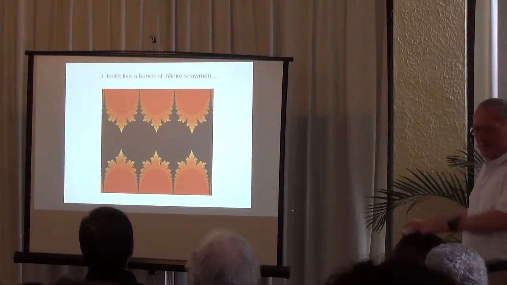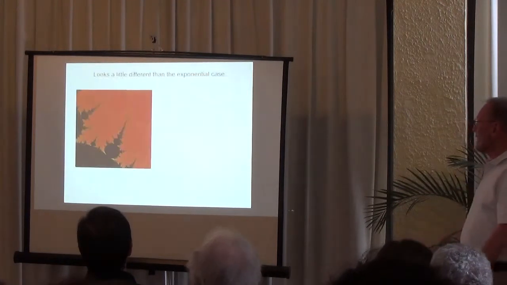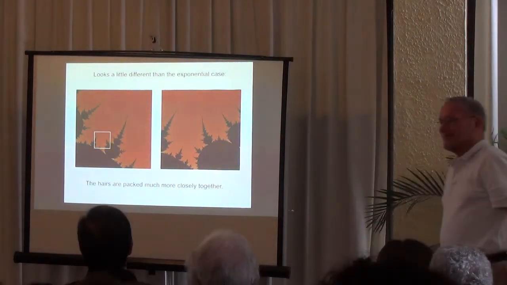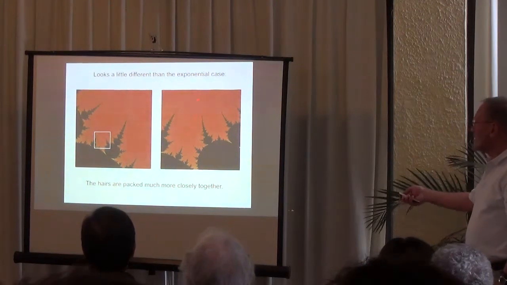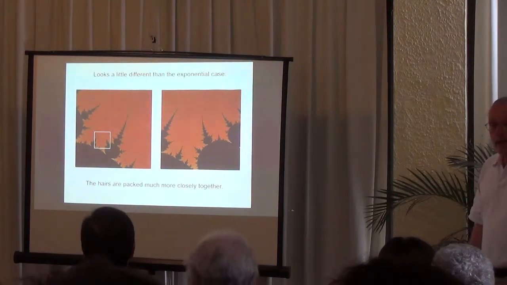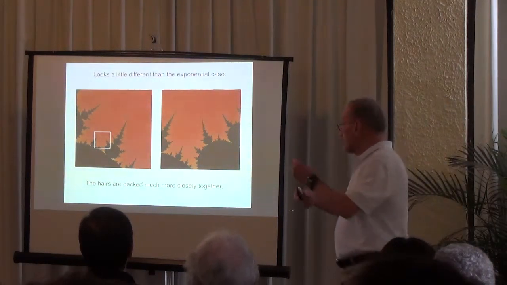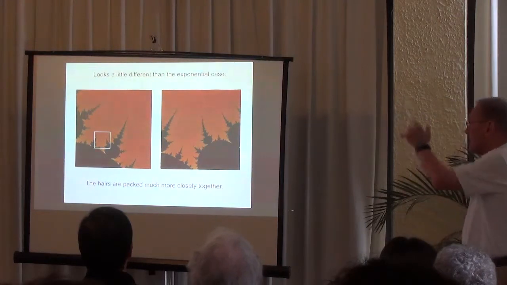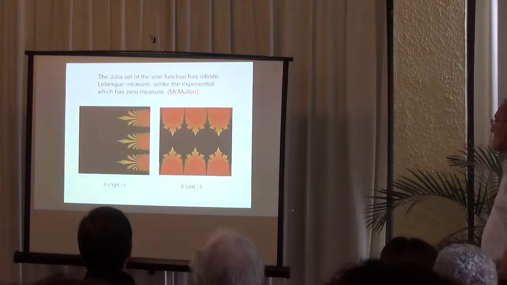Usually snowmen are white, or I painted them in black. It's really interesting. The snowmen have arms, baby arms, little pimples on them. You can see the fractal structure. But in fact, this is also a Cantor bouquet. Okay, but unlike the exponential case, these curves lie much more closely together. That's why you don't see as much of the evidence as we saw for the exponential case.